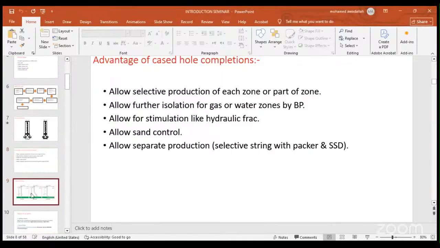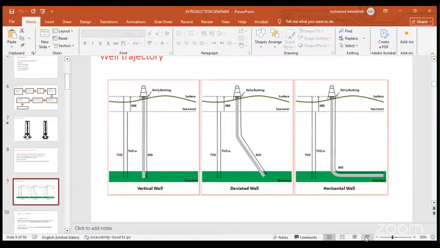Moving to the next slide, which is well trajectory. As we all know, we have a well that can be vertical. In this case, the measured depth is the same as the true vertical depth. Then we have a deviated or slanted well, as we can see here, in which the measured depth is much more than the TVD because we have a slanted or angled well here.